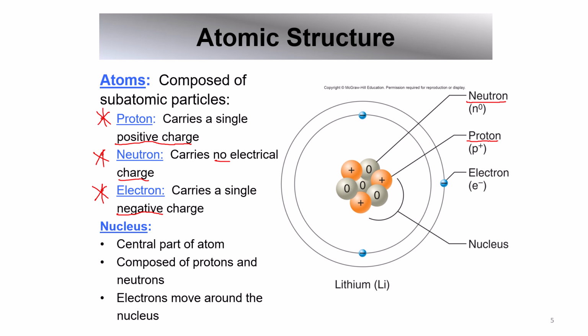And so that's what the bottom part here says. Nucleus is the central part. We have the protons and neutrons, and electrons are moving around.